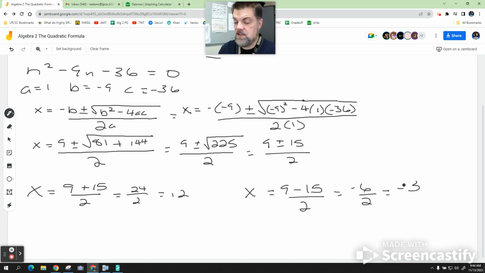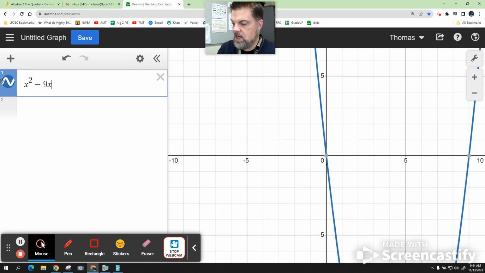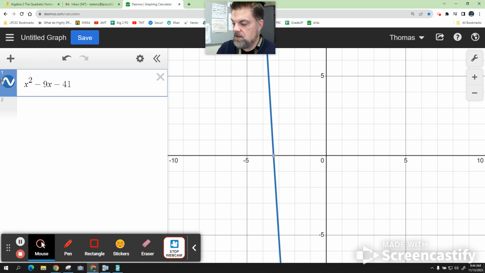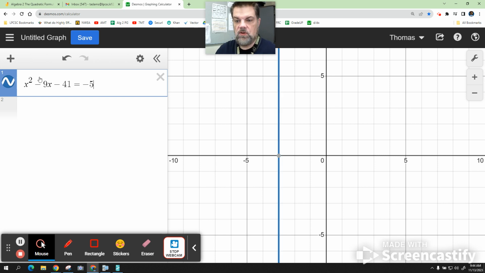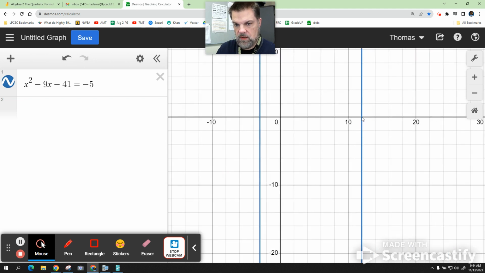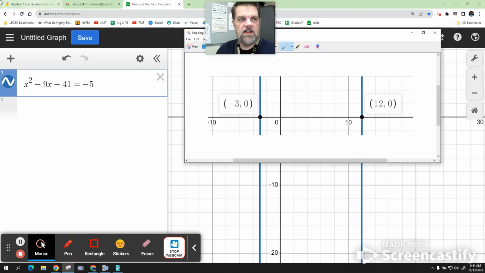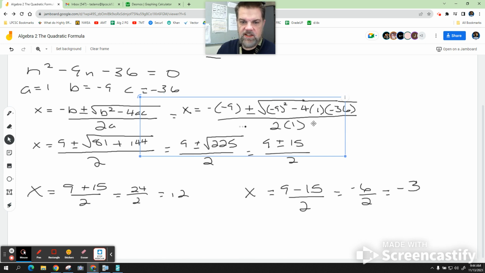So if I graph this, it should cross at negative 3 and 12. Go to my handy dandy calculator. I can't do n squared, but I can do x squared. So I'm going to say x squared minus 9x minus 41 equals negative 5. Whoa. Got to zoom out a little bit. And it does cross at 12. It does cross at negative 3. I don't know what you were thinking, but this is kind of what I do.